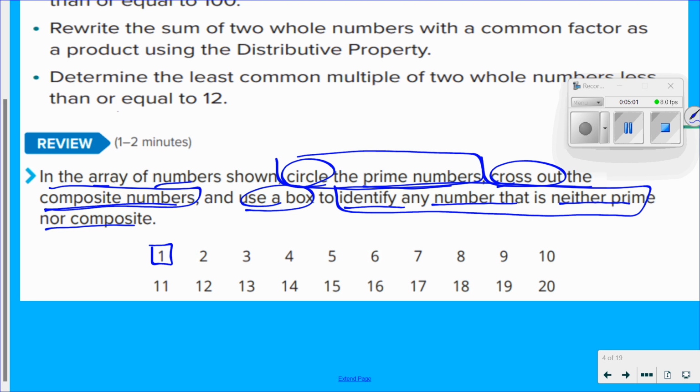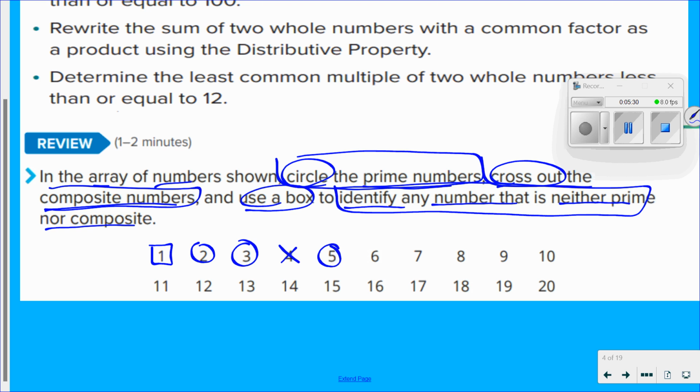What about 2? Prime is just 1 times 2, right? What about 3? Prime, just 1 times 3. What about 4? It is composite. Composite, because not only do I have 1 and 4, I have 2 times 2. What about 5? Prime. What about 6?